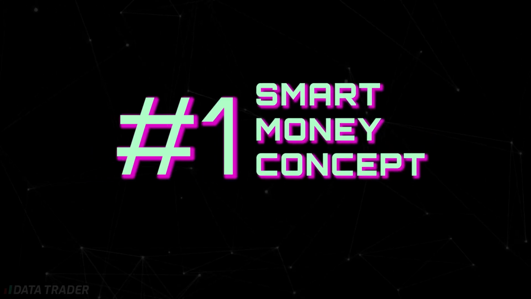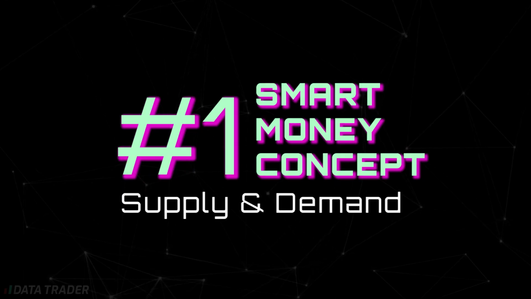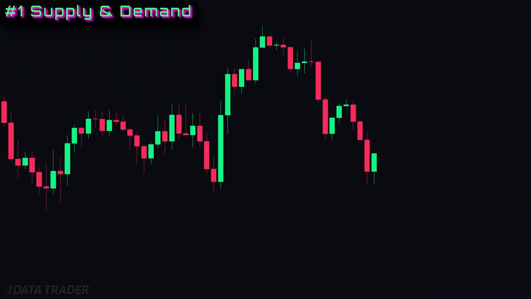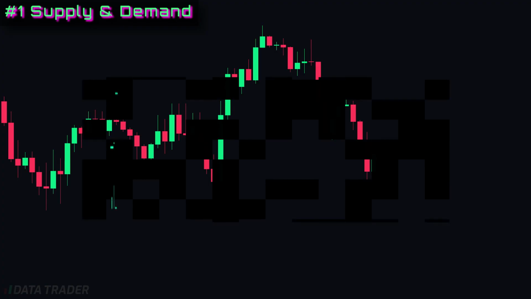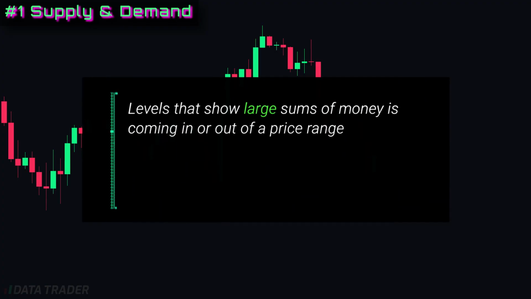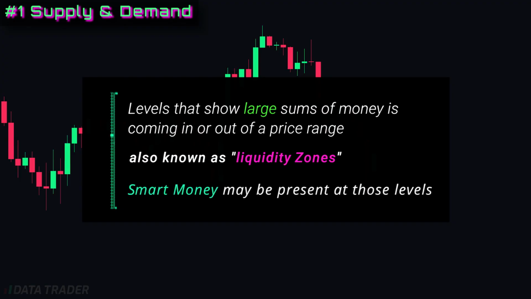Smart money concept number 1. Supply and demand areas. One of the key concepts to understanding how smart money works is supply and demand areas. Supply and demand are levels that show a significant amount of money is coming in or out at one particular price range. This can also be referred to as liquidity zones, as it indicates the presence of liquidity, suggesting that institutional traders or smart money may enter or exit at these price levels. In the future, these areas can then be used as key levels to help us identify trade opportunities.